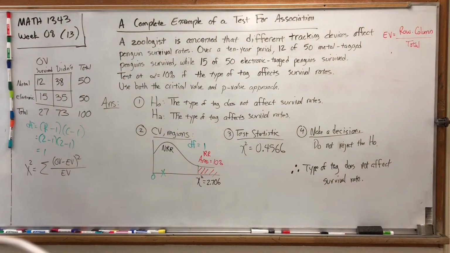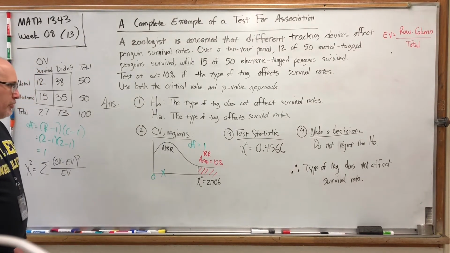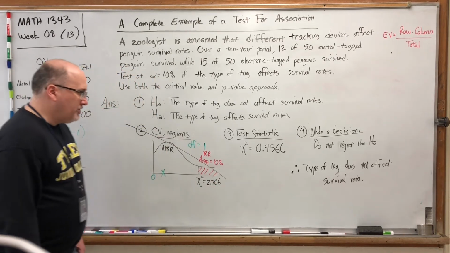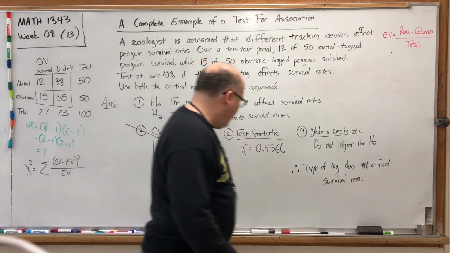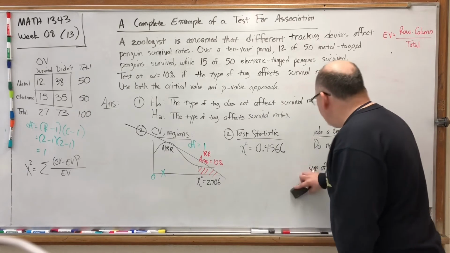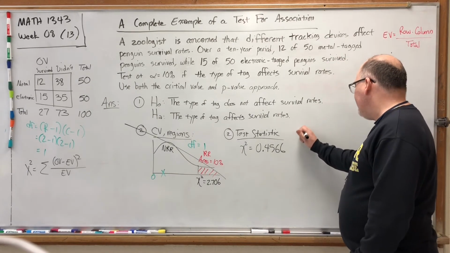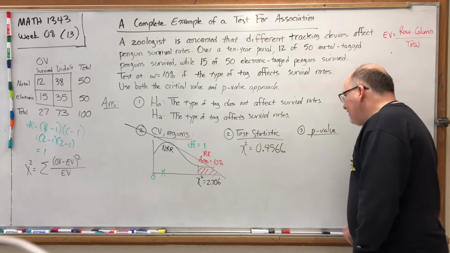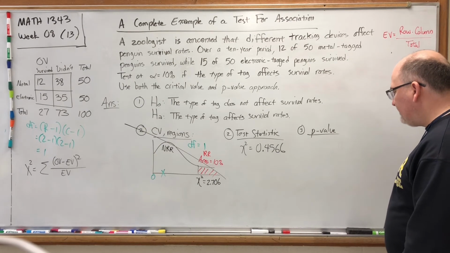All right, let's quickly hit up the p-value approach so we can wrap up this video in this series. If we were doing the p-value approach, then we would not have done this. We would have done the test statistic, that would have been step 2, and we would not have made a decision yet. Our third step would have been to calculate the p-value. And remember, the p-value is the area of the tail cut off by the test statistic.